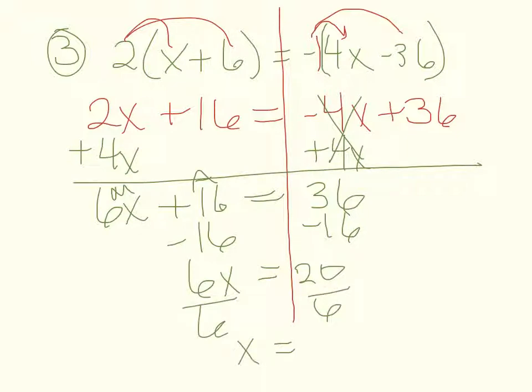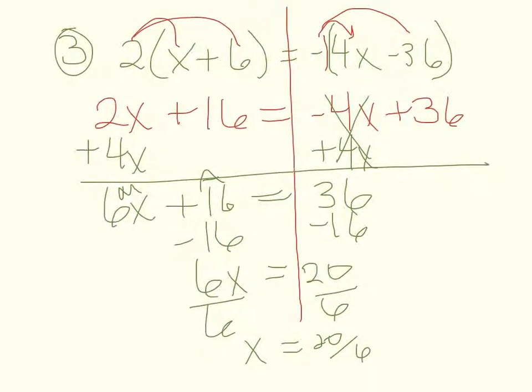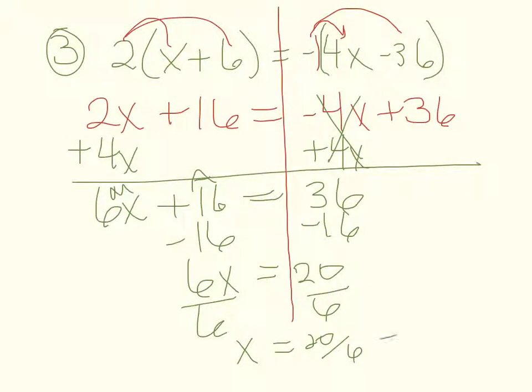Now 6 won't go into 20 evenly. Okay, so I have 20 over 6. But remember, you need to make sure you simplify it. 2 will go into both of them. So 2 will go into 20 10 times, and 2 will go into 6 3 times. So my answer is 10 over 3.